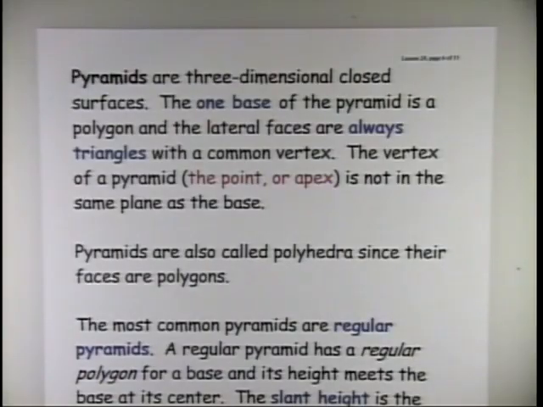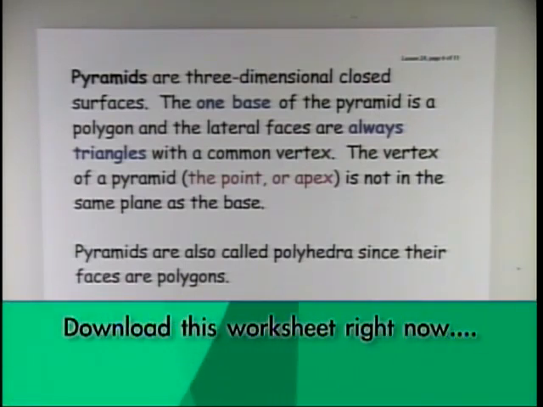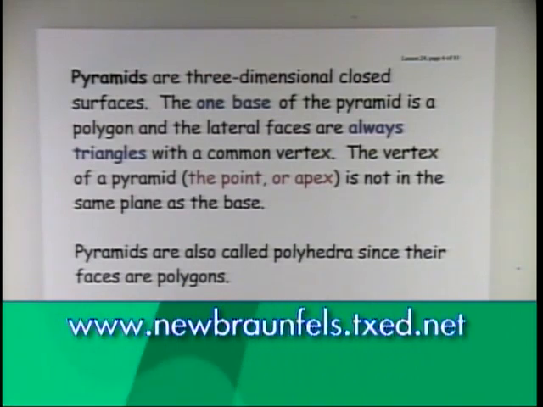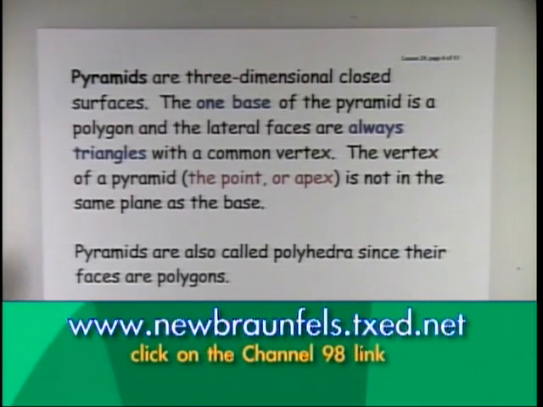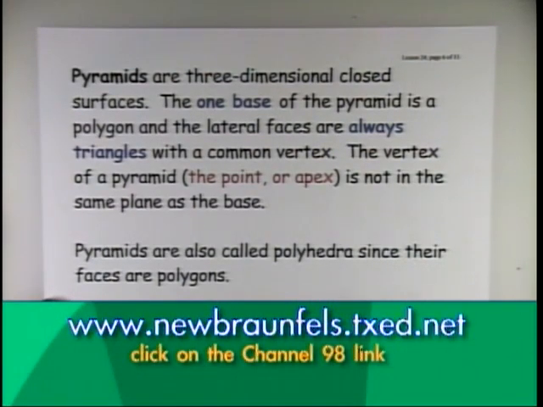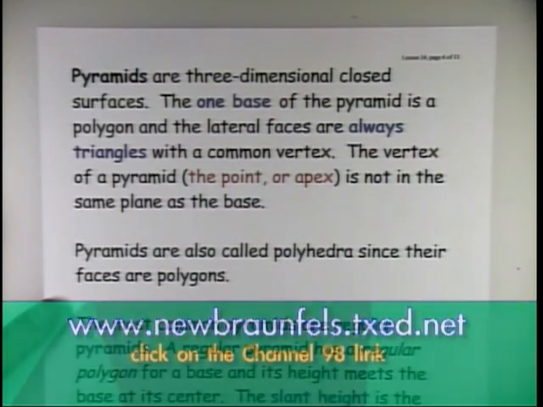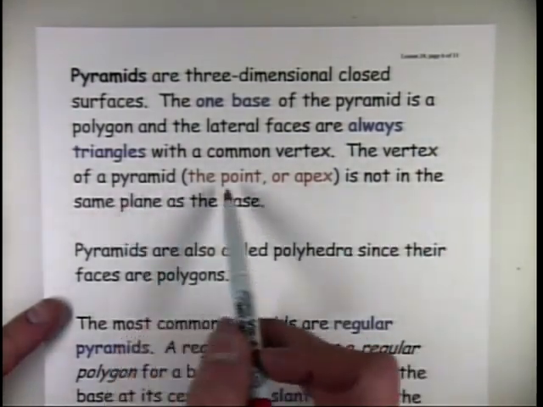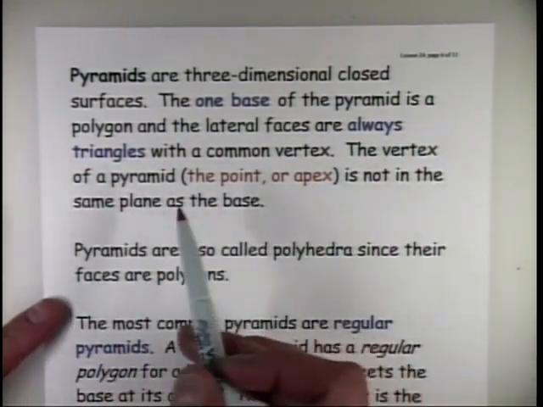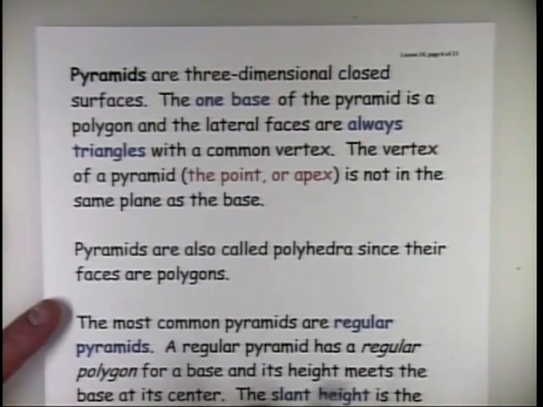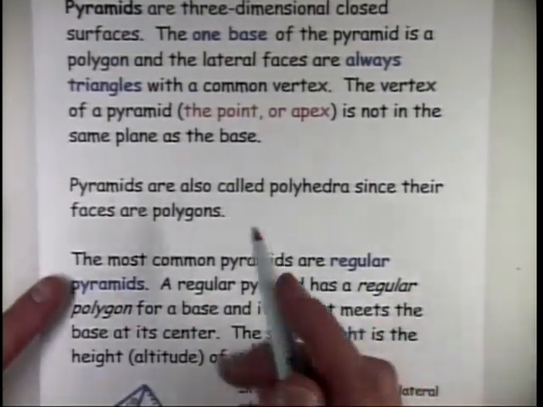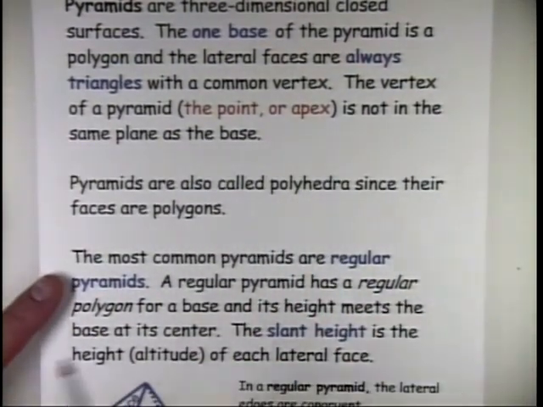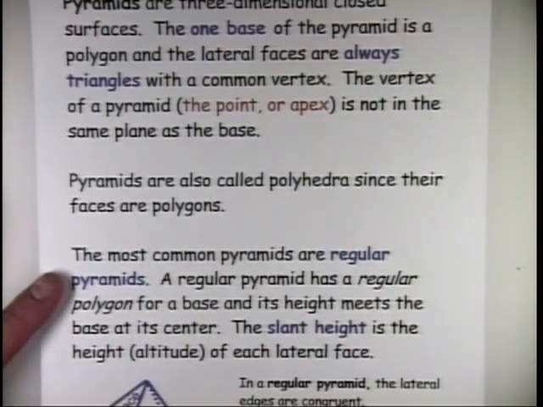All right, on to pyramids. Pyramids are three-dimensional closed surfaces. The one base of the pyramid is a polygon, and the lateral faces are always triangles with a common vertex. Remember, we classify these by the type of polygon the base is. So we have triangular pyramids, square pyramids, pentagonal pyramids. The vertex, or the apex of the pyramid, is not in the same plane as the base. Okay? Pyramids are also called polyhedra because their faces are triangles, which are polygons.